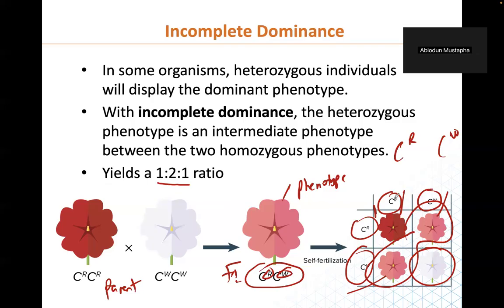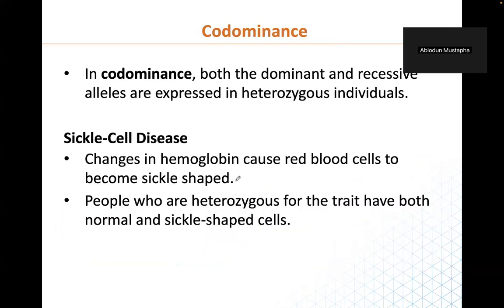Because the genotype for this is CR, red, and this is white, and this is pink. So it's a combination of the two. So this would be RR, and this would be WR, and this would be WR, and this would be WW. So this is how the genotype would look. So it's going to be a ratio of 1 to 2 to 1 for the genotype as well.